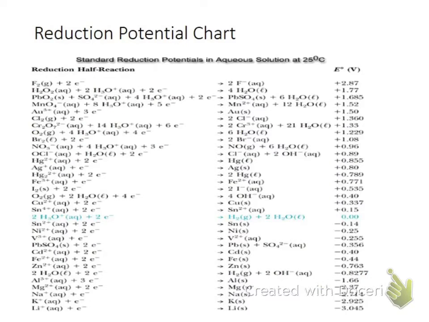Examples: batteries and electrolysis. Okay, so this is a reduction potential chart, okay? And this is a published chart. I will get you guys a copy later.